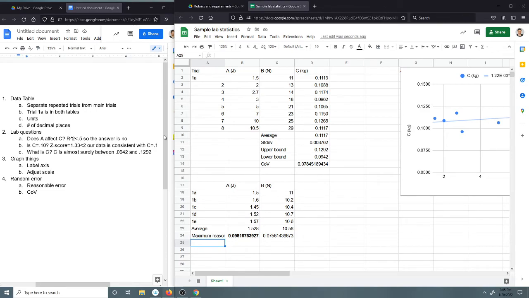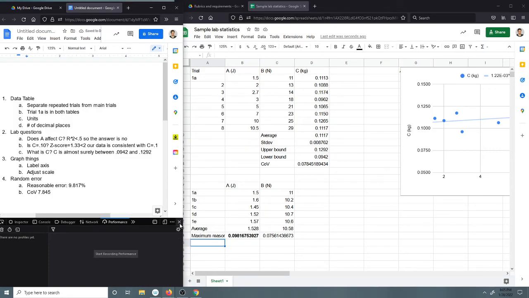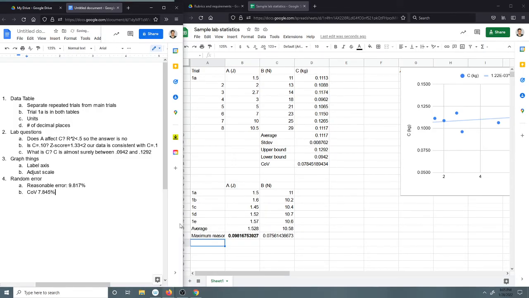Now remember, is it a z-score? Reasonable error here, we can say it is 0.098. So this is 9.817%, and the coefficient of variance was 7.845%. This keyboard is not doing nice things for me. Percent, there we go. So those are my coefficient of variance and reasonable error. You can leave it in decimal form. I did it in percent form here, but it doesn't matter to me. Those are the statistics you need to have in any lab report in this class.